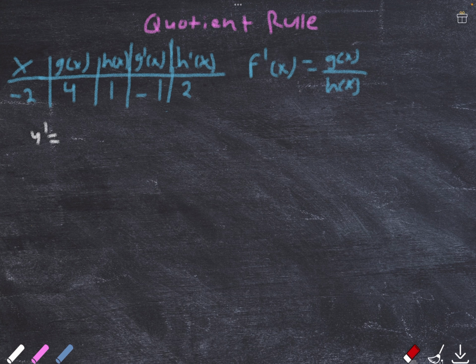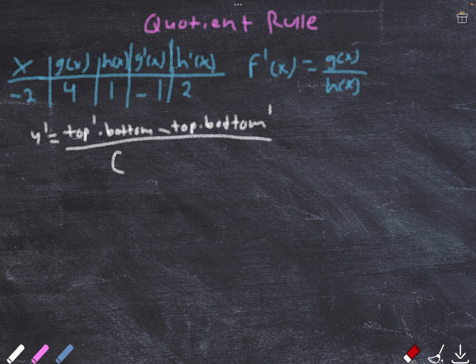I'm going to make it simple for you guys. So it's basically the derivative of the top, so let's just say top prime times bottom, minus top times bottom prime, over parentheses bottom squared.